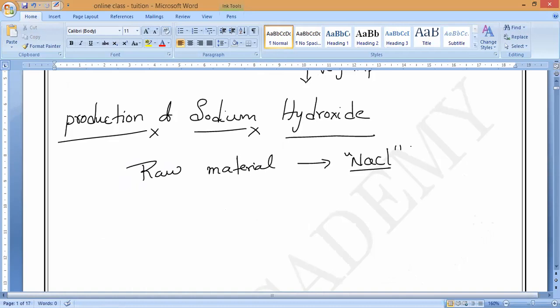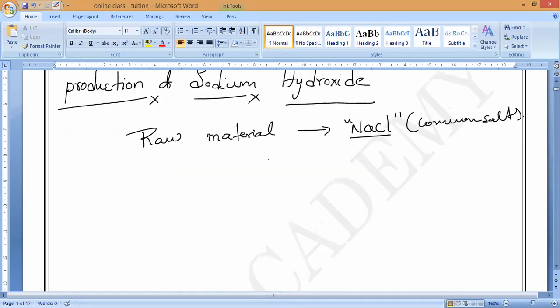What should we call it? Common salt. So common salt is the raw material for manufacturing sodium hydroxide. That common salt is highly dissolved in water. What should we call that? The concentrated sodium chloride solution. Yesterday also I taught this. It is called brine solution.